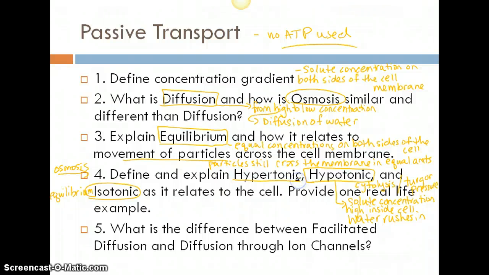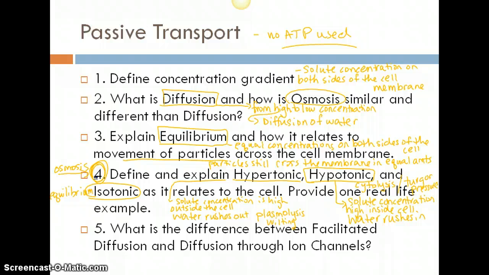Okay, hypertonic. In hypertonic, the solute concentration is high outside the cell. Water rushes out, and it causes plasmolysis, which is wilting, or dehydration, you could just say. Water rushes out, so it's dehydrated. You definitely need to know these, so make sure you look back over those.